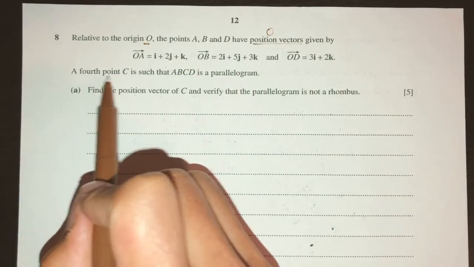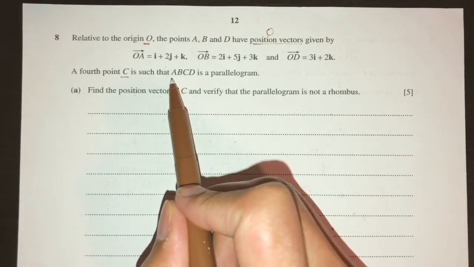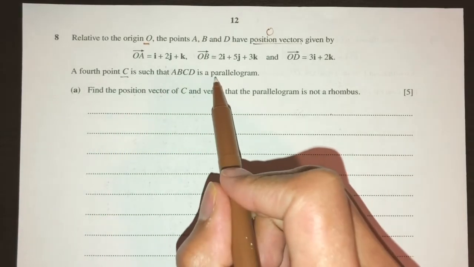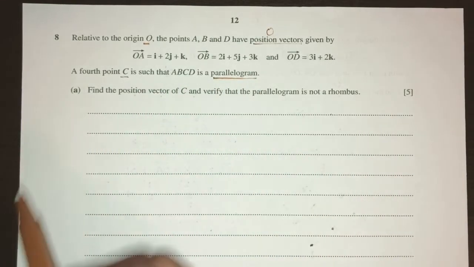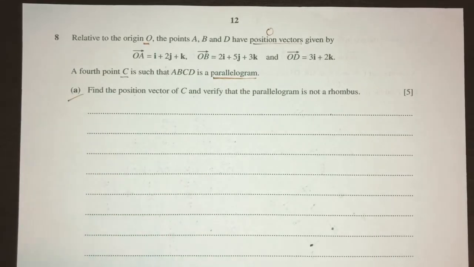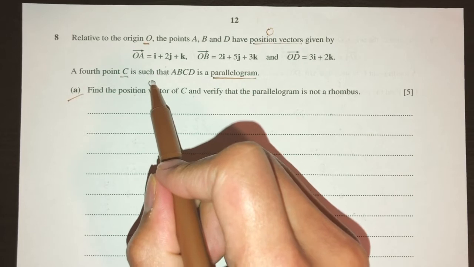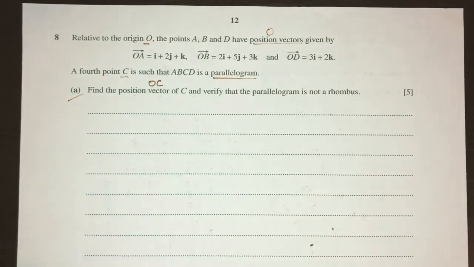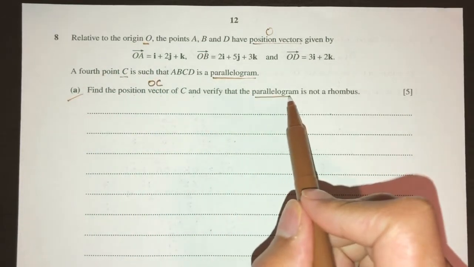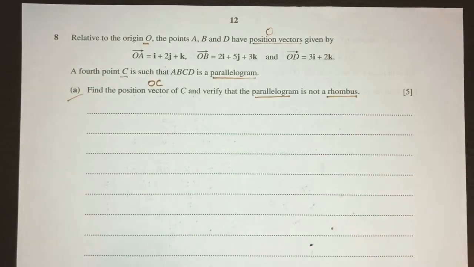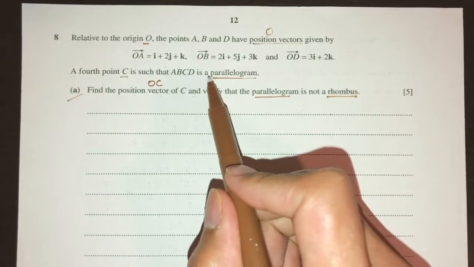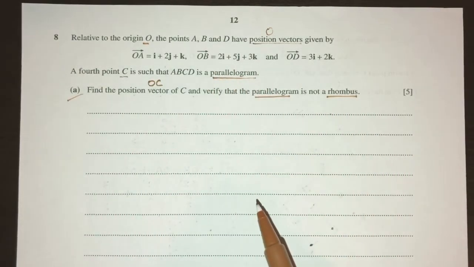Now a fourth point C is such that A, B, C, D is a parallelogram. Now question part A, find the position vector of C, which means we have to find OC. Okay, and verify that the parallelogram is not a rhombus. So one by one, what is a parallelogram? So you have to draw this first so you can understand what's happening.